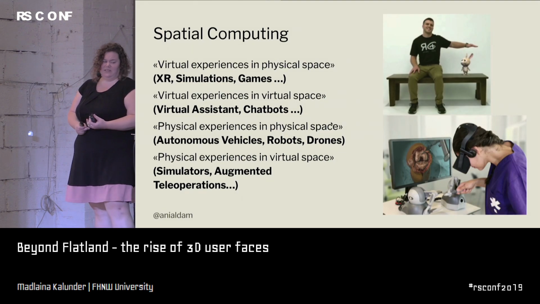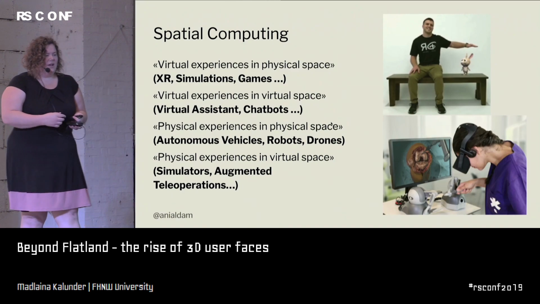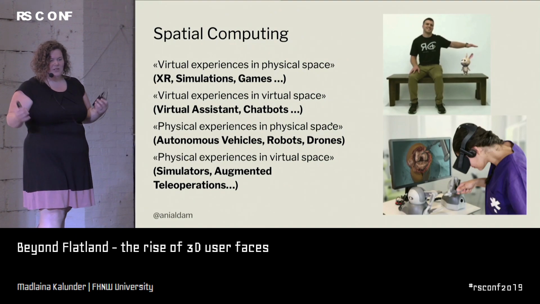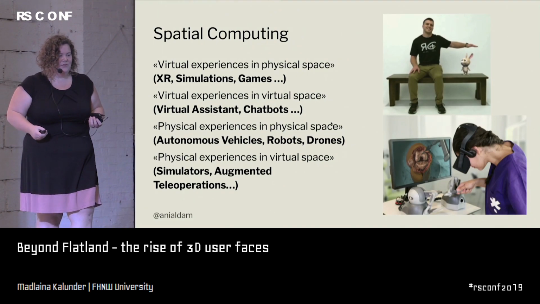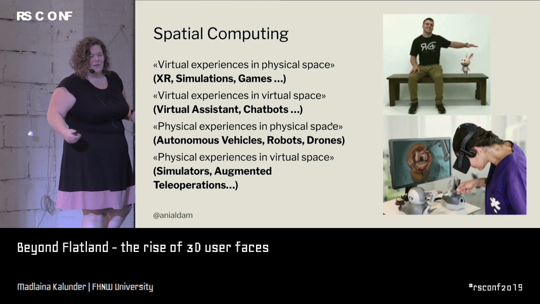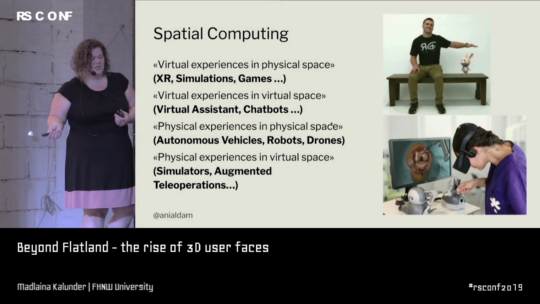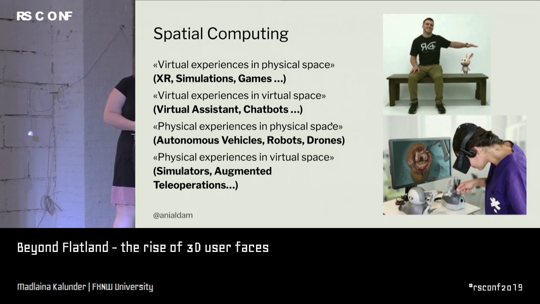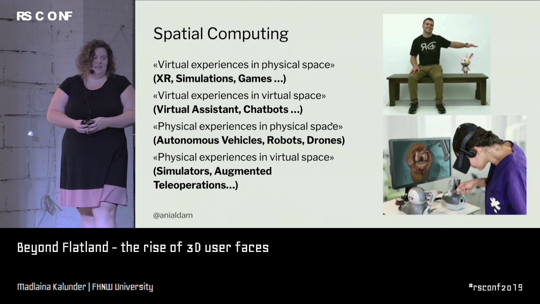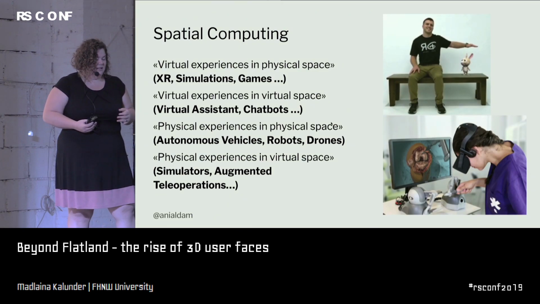Then physical experiences in physical space. So we try to understand the world, or we have autonomous vehicles that actually make their own digital model of the world, and they try to navigate through it. So that gives us also problems on how these machines should actually interact with the physical space, with other machines, and with humans. Then the last one is physical experiences in the virtual space. So there we actually have the teleoperations, so we have a physical control that does something in a virtual space.